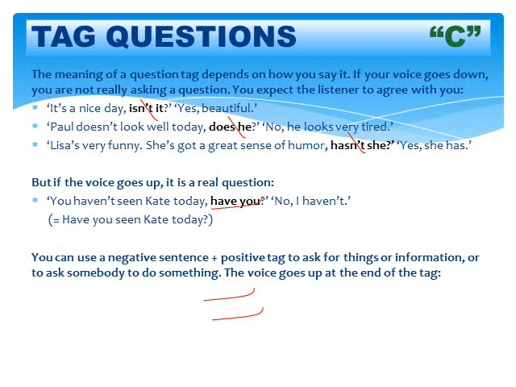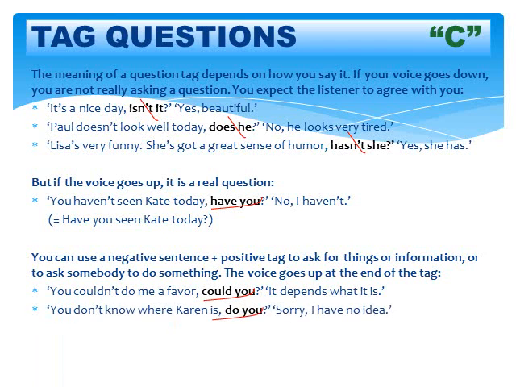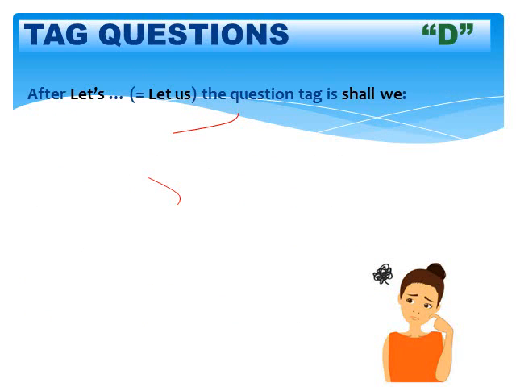You can use a negative sentence plus a positive tag to ask for things or information, or to ask somebody to do something. The voice goes up at the end of the tag. We have here: you couldn't do me a favor, could you? It depends what it is. Another one: you don't know where Karen is, do you? Sorry, I have no idea. Just a question, right? We have a negative sentence plus a positive tag. Okay, let's go with the next example.